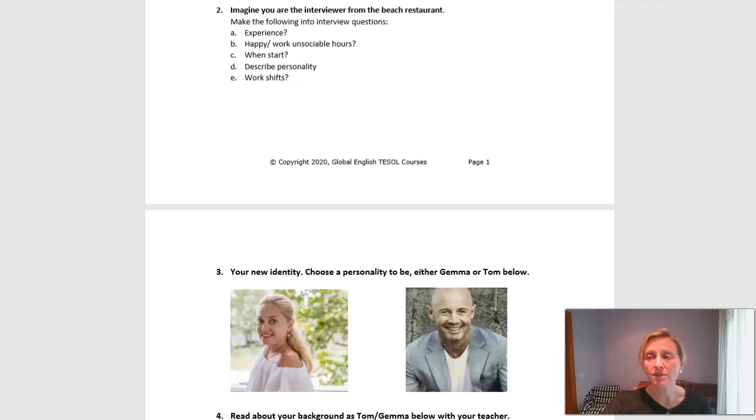Question 2 asks them to imagine that they are the interviewer, and they're going to be using these prompts to form questions. Now, they might struggle to form questions in English, and my suggestion is don't jump in and correct them. Allow them to work it out. You can prompt, and of course you want them to come up with the correct one in the end.